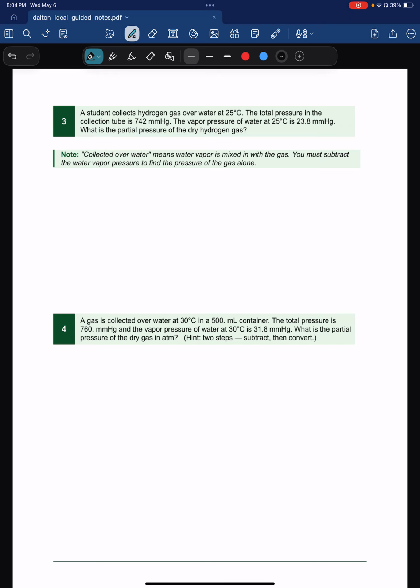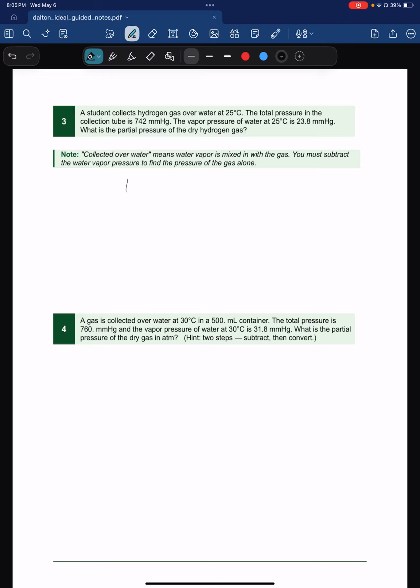A student collects hydrogen gas over water at 25 degrees Celsius. The total pressure in the collection tube is 742 millimeters of mercury. The vapor pressure of the water at 25 degrees Celsius is 23.8 millimeters of mercury. What is the partial pressure of the dry hydrogen gas? Remember that if you collect something over water, the vapor is mixed in with the gas. And so we have to subtract the water vapor pressure to find the pressure of the gas alone.